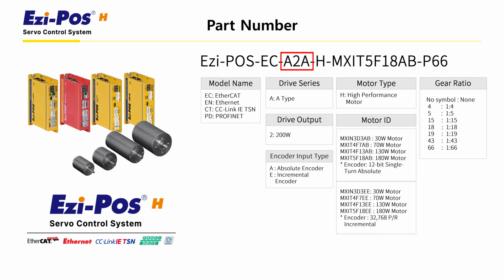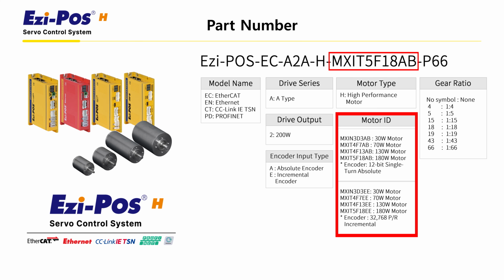In A2A, A represents the drive type, which is the standard type. 2 indicates the drive output, meaning a 200W output product. The final A represents the encoder input type. Ezi-POS H supports both absolute and incremental encoders. H indicates the motor type, meaning the high-performance H-type motor series.